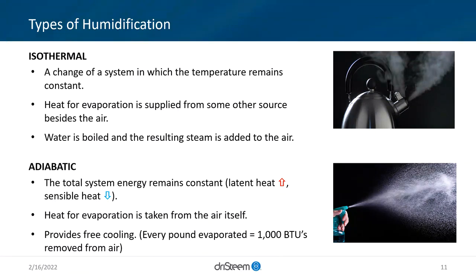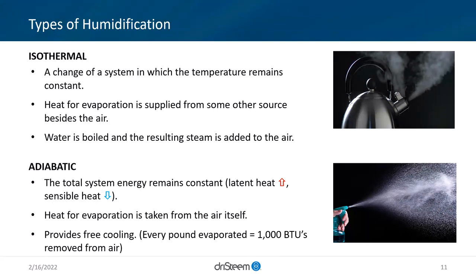But going back a step, talking about what is isothermal. The isothermal side of things is boiling water. The picture on the right depicts what most people have seen, a tea kettle on a stove or on a fire, taking that heat and heating that water directly. Then when that dry steam, hopefully, is coming out of that unit, it's readily absorbed into the air.